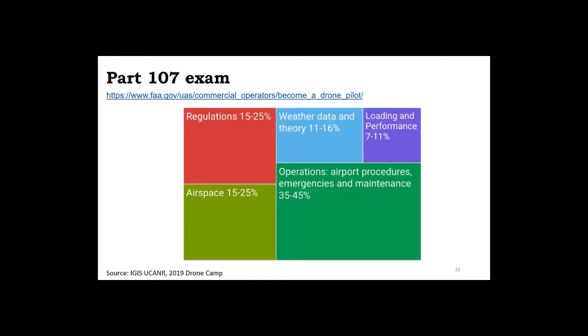When you appear for the test, you will get questions from different categories, including regulations, airspace, weather, loading and performance of the drone, and various emergencies and maintenance things that we have to keep in mind when flying a drone. So before you go for the test, we should be well prepared in all these aspects. And the link here is something we can find online from the FAA, and it provides all the information and available resources to get prepared for the Part 107 exam.